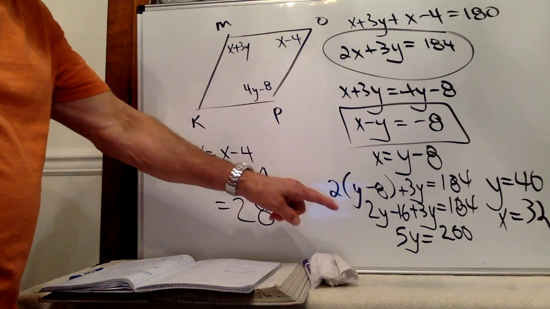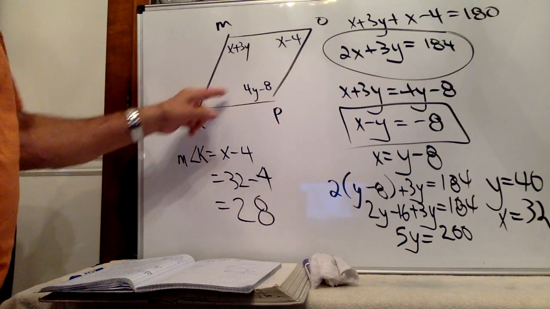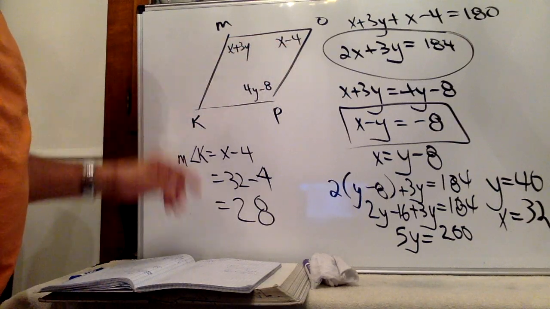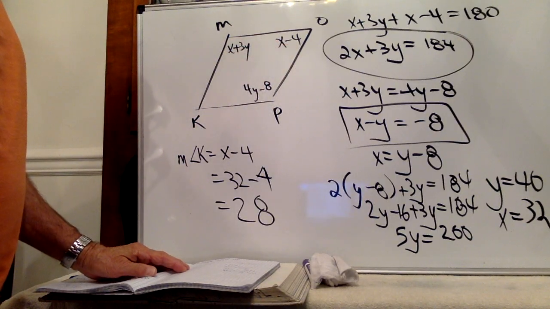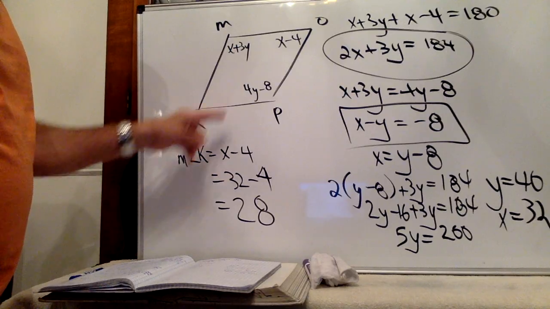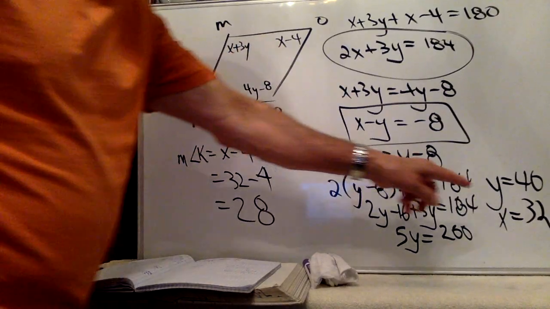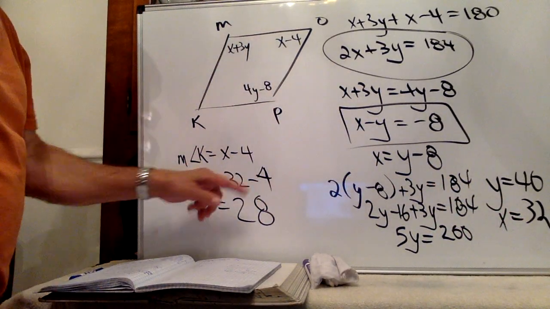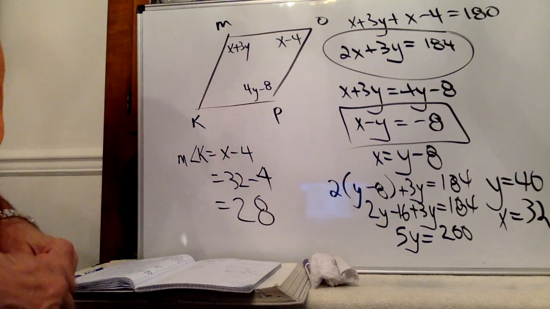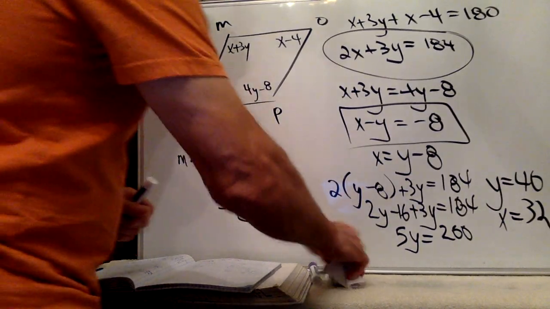Again, don't stop there. The question was find that angle. These two angles are congruent. Therefore, I know that angle K is going to just be x minus 4. Substitute in 32 for x. 32 minus 4 is 28. And you are done with that.